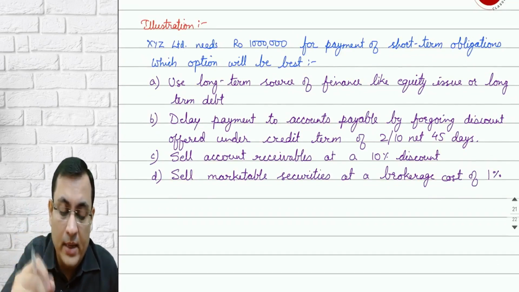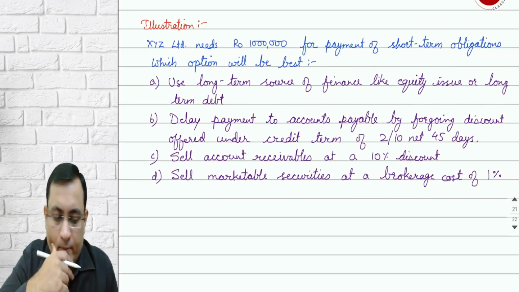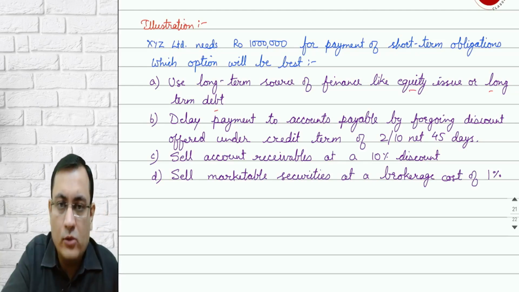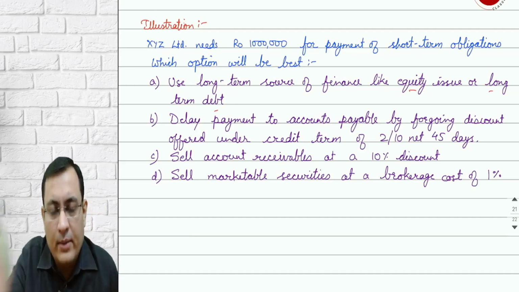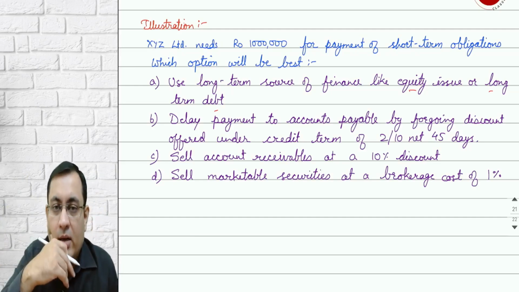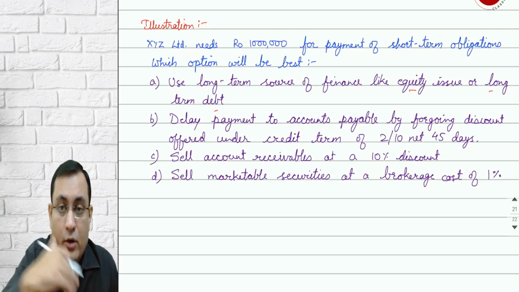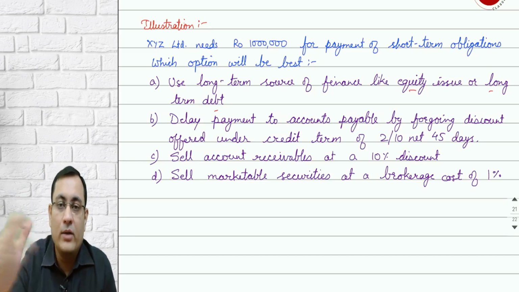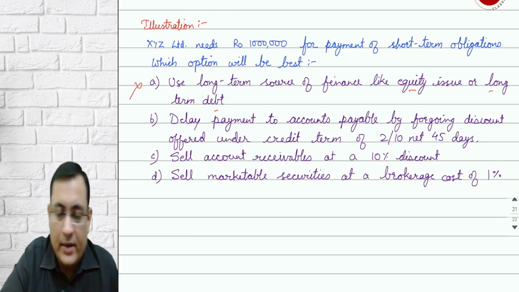XYZ needs 1 million for payment of short-term obligations. So we need short-term funding. Three options are there. Use a long-term source of finance like equity or long-term debt. It should not be used because it is anyway going to cost more. And what will you do once the funding requirement is over? You cannot pay back your equity holders by going for a buyback. Every country has its rules for buyback, and once you have raised finance for 10 years, you cannot just say after 2 years that now we don't need it and take it back. Generally, this will be avoided because of course the final cost will be higher.